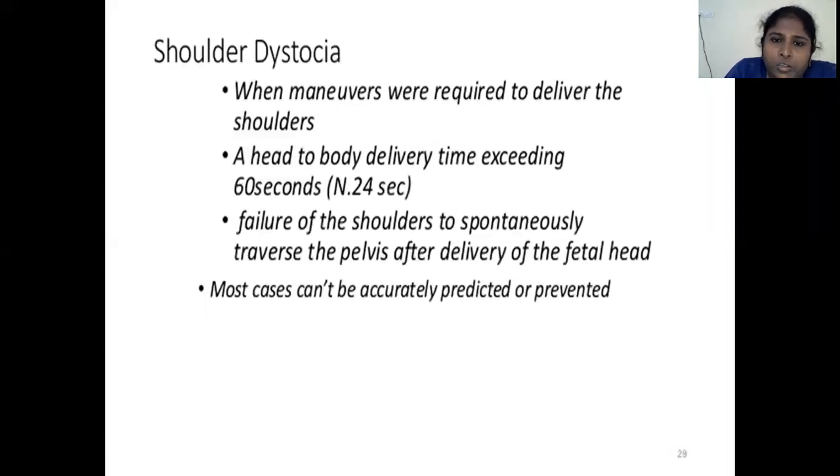Next, shoulder dystocia. Shoulder dystocia means always after the head delivers, the shoulder also, that is the body, we should deliver within the average of 24 seconds. If that head to body delivery time is exceeding 60 seconds, it is called shoulder dystocia. There are various maneuvers. Causes, you already know, the main problem is macrosomia. Big size of the baby is the main problem for shoulder dystocia. The failure of the shoulders to spontaneously traverse the pelvis after delivery of the fetal head is called shoulder dystocia.